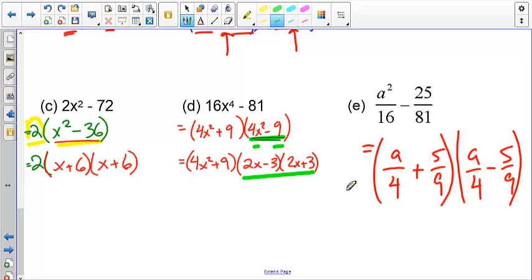With question E, you've got fractions, but again, really the game is exactly the same. The square root of this first term, a squared over 16, works out to be a over 4 because the square root of a squared is a, and the square root of 16 is 4. Your second term, again, the square root of 25 is 5, and the square root of 81 is 9, so 5 over 9. Really no different, just treated exactly the same as a number.